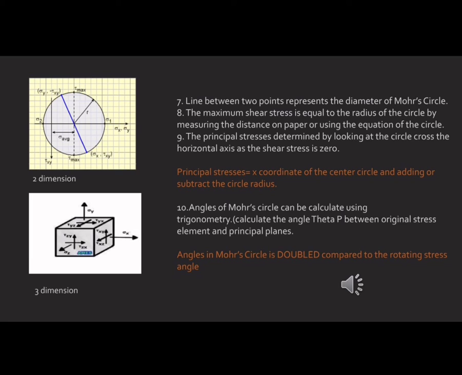Calculate the angle theta b between the original stress element and the principal planes. And the angles in Mohr circle are doubled compared to the rotating stress angle.